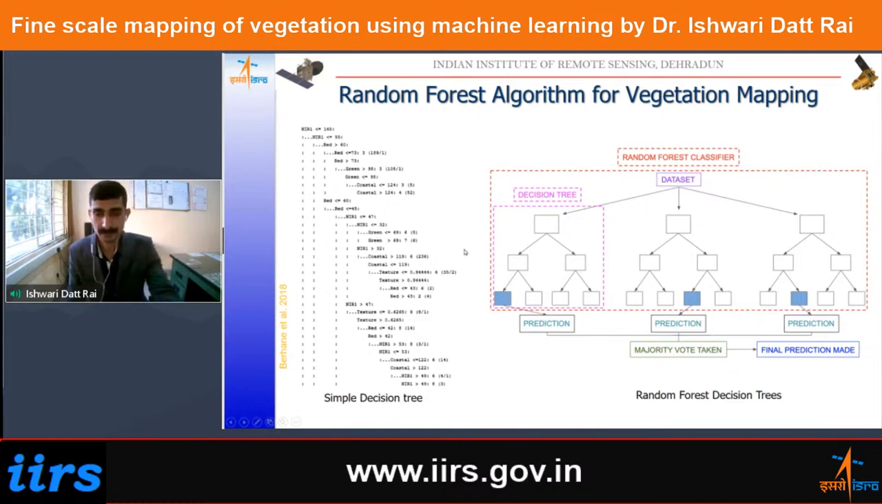So this is the random forest decision tree, and this is the example of the simple decision tree. This is highly efficient, as the random forest works on the majority of votes, and it predicts the final output very accurately.